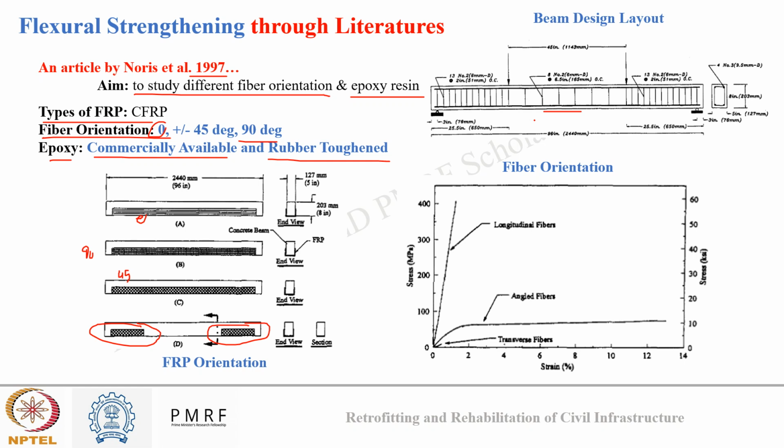And this was the beam layout design. It was a simply supported beam, and at the base the FRP sheet was attached. Based on the results, they observed that when the fibers are oriented in the longitudinal direction, the beam was able to take a much higher stress and showed the minimum deflection, while when the fibers were angled, like 45 degree or 90 degree, it was not able to take as much load as it was able to take with the longitudinal fibers. This was clear to us from the last live session also, that when the fibers are aligned along the length of the member, it has the maximum tensile property.